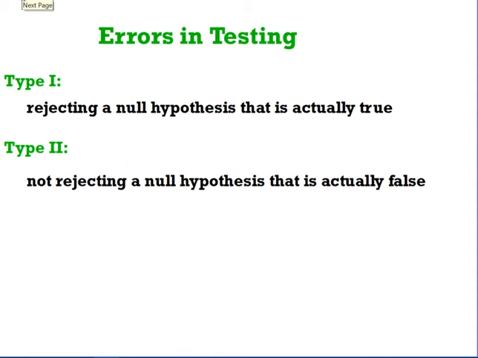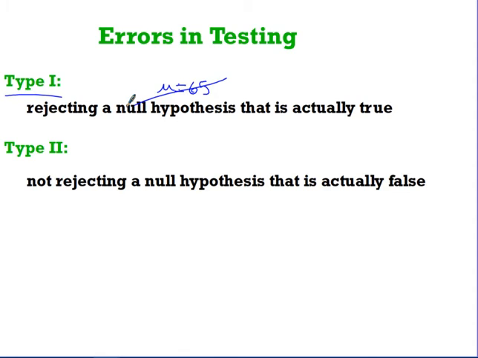So, some errors in testing. What could possibly go wrong with testing? Well, a type 1 error is that I reject the null hypothesis when it's actually true. So the null hypothesis before was that people actually do drive 65 miles per hour, but my data leads me to say, nope, throw that out. But oops, I just threw out the correct answer. That's a type 1 error.